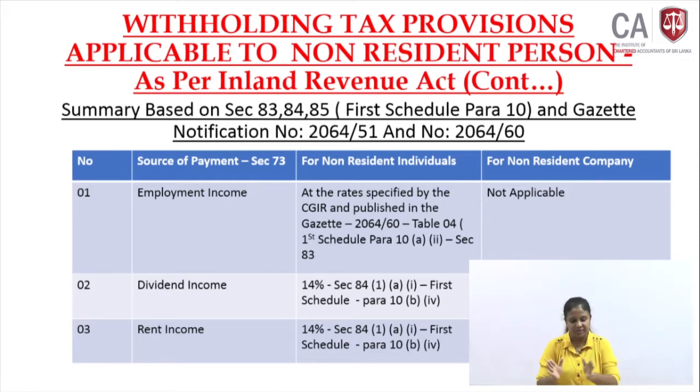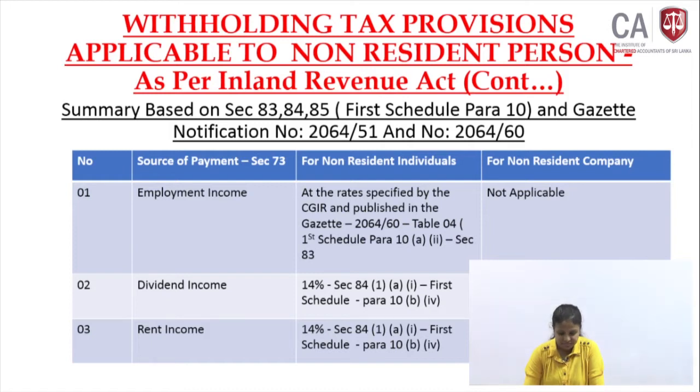Okay, then here we go. This is a summary. I think this summary is really important to you all, because I have given the para reference from the section itself, with everything. Then I think it's really easy for you all. Take the benefit out of this. This chart is based on the sources of payment under section 73. As much as possible I have covered. Then for non-resident individuals, what is the treatment, and for non-resident company, what is the treatment.